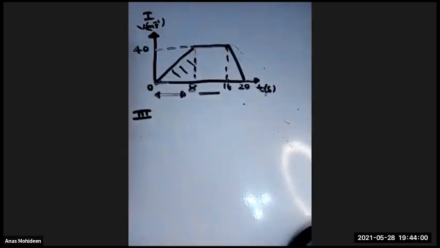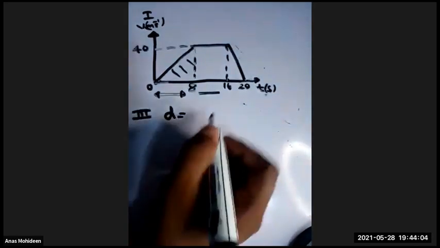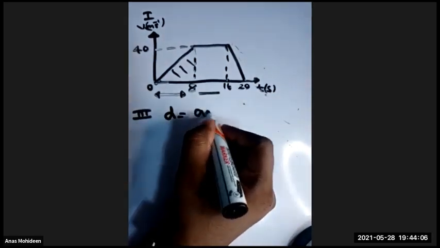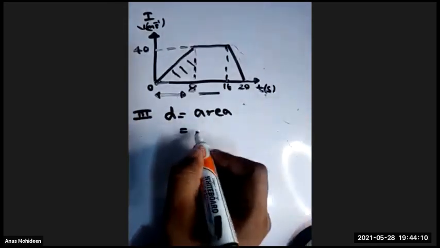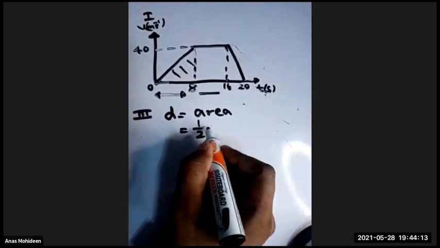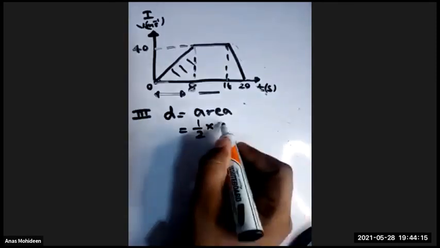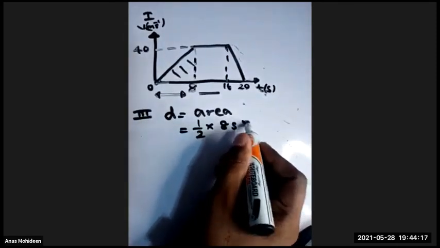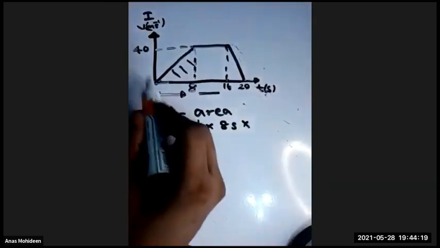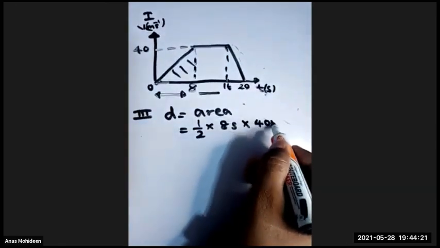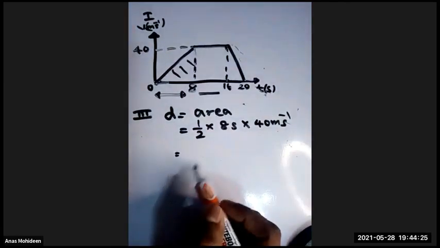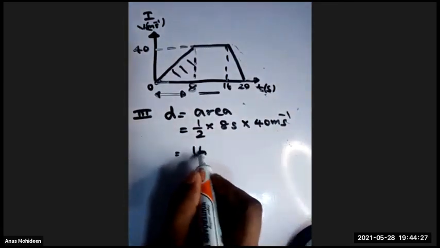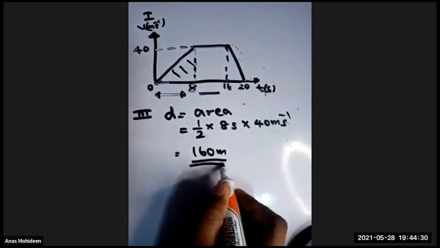So how do we find the same using the graph? Using the graph, displacement is equal to the area under the graph. It gives you a triangle, so half times base times height. The base is 8 seconds, and the height here is 0 to 40, which is 40 m/s. Simplify, and you get the answer, 160 meters.